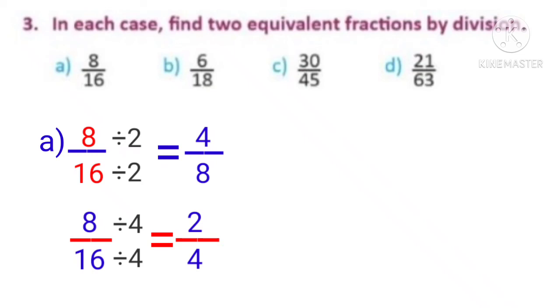Here they asked to find out only 2 equivalent fractions by division. One more equivalent fraction, that is 8 and 16, both the numbers are divisible by 8. So instead of 2 you can take 8 also.